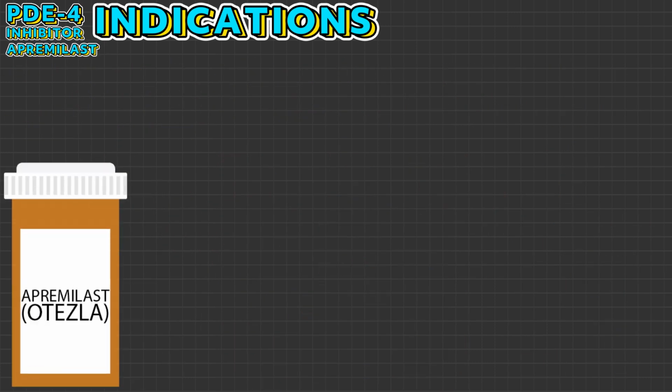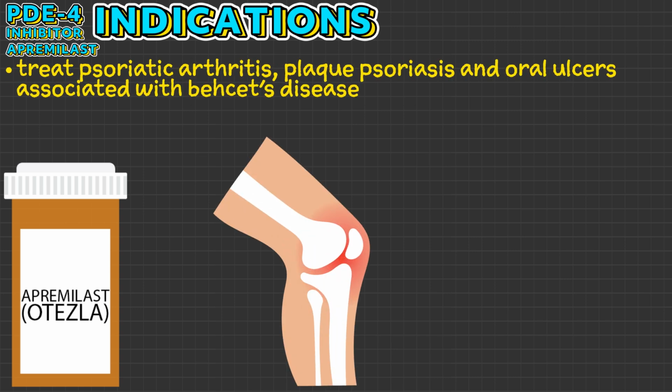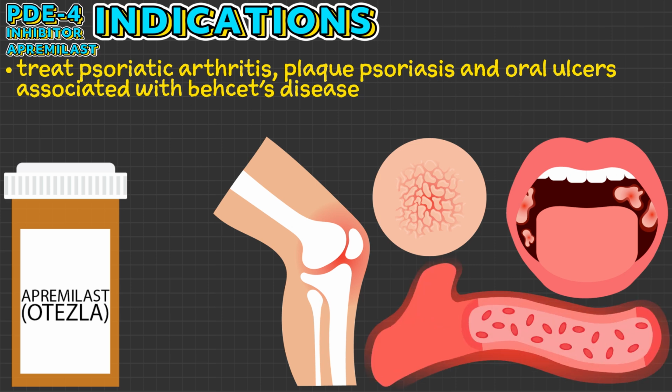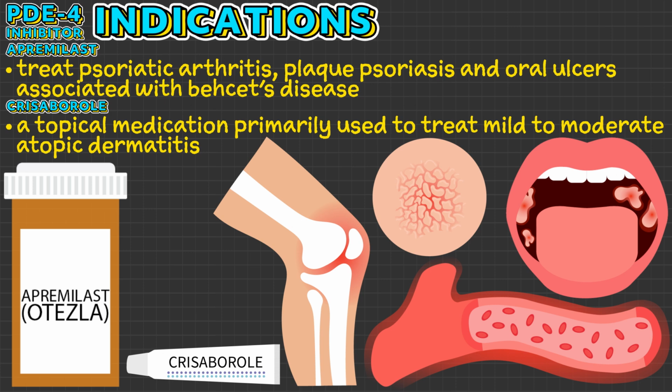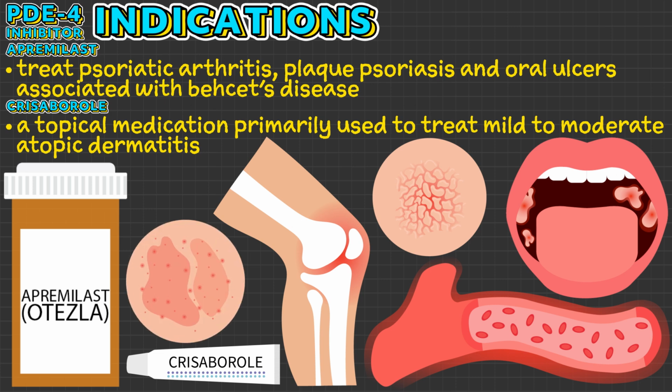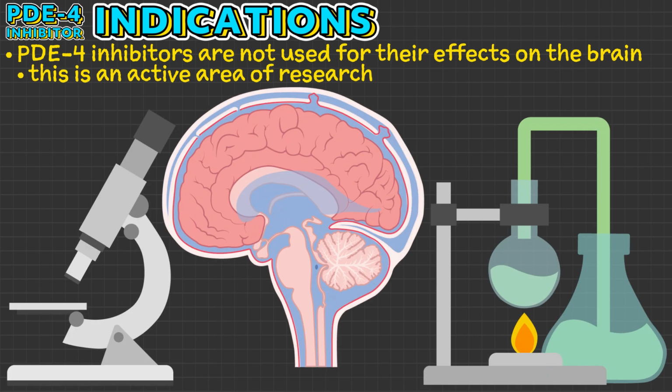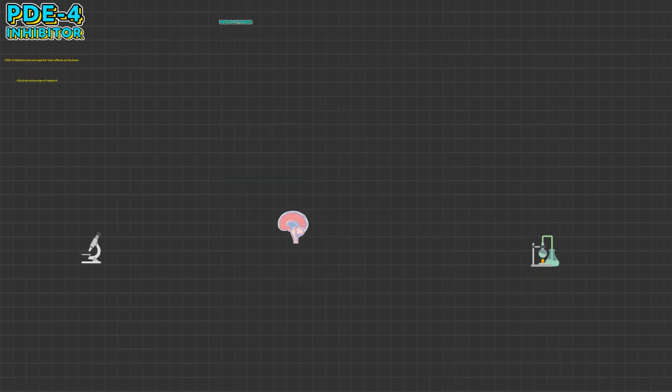Apremilast is primarily used to treat psoriatic arthritis, plaque psoriasis, and oral ulcers associated with Behçet's disease, a rare autoimmune disease characterized by chronic inflammation of blood vessels. Crisaborole is a topical medication primarily used to treat mild to moderate atopic dermatitis, which is the most common form of eczema. Currently, PDE4 inhibitors are not used for their effects on the brain. However, this is an active area of research.